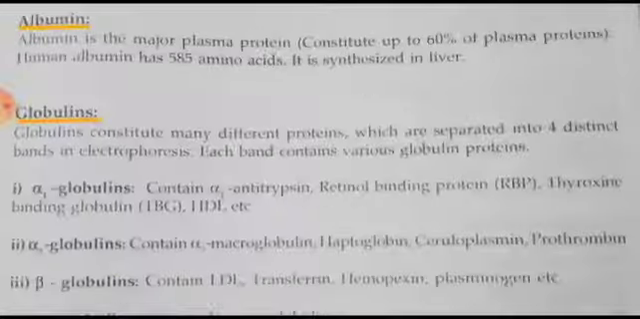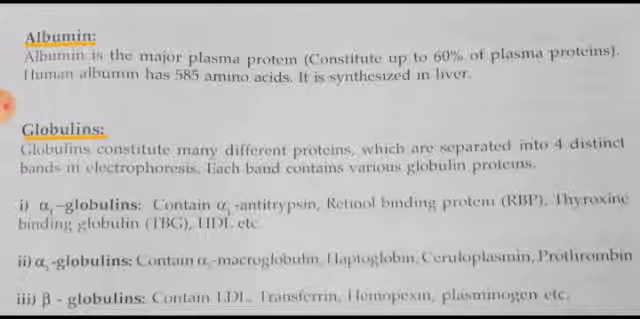As we discussed, there are three important plasma proteins; let us discuss them one by one. Albumin. Albumin is the major plasma protein. It constitutes up to 60% of plasma proteins. So among the plasma proteins, this is the abundant protein. Human albumin has 585 amino acids. It is synthesized in the liver.